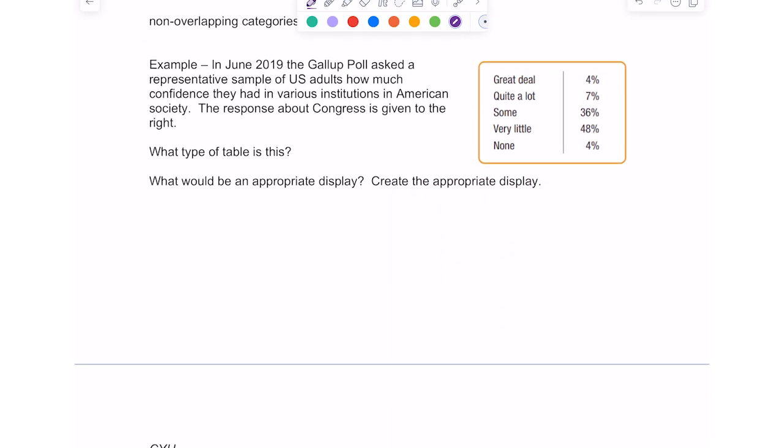So in June 2019, the Gallup poll asked a representative sample of US adults how much confidence they had in various institutions in American society. The response about Congress is given to the right. So here's my table, okay, and it's a relative frequency table, and I know that because it's percentages. So what would be an appropriate display if I was to create a graphic of this?